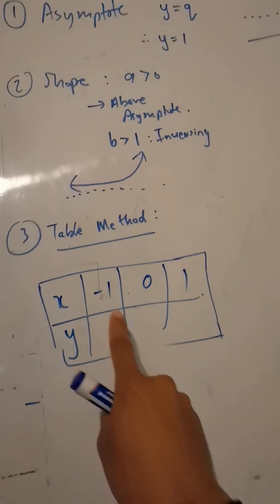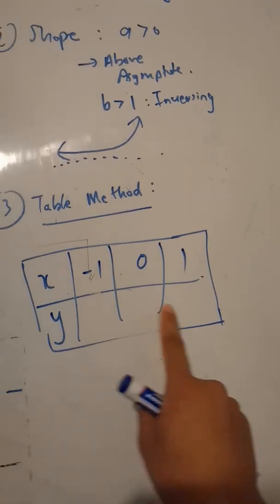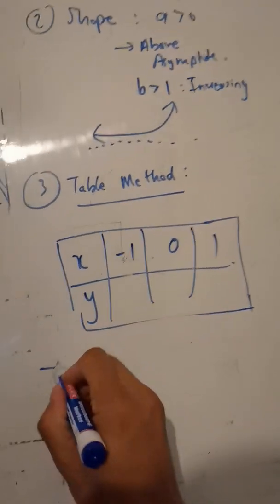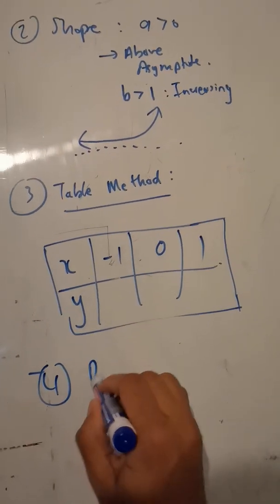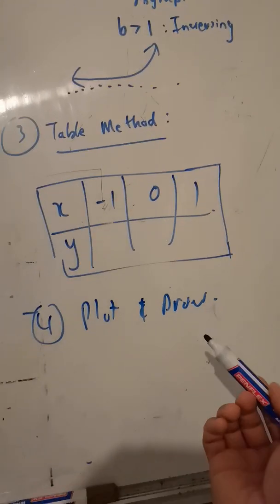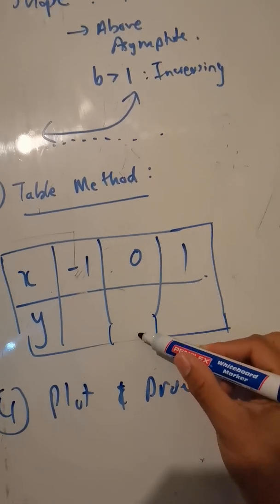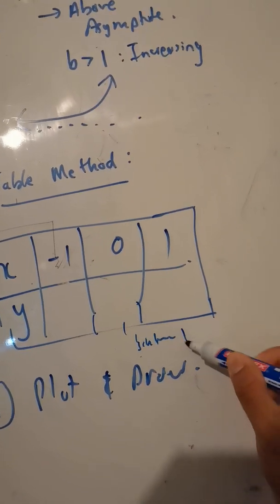If x is -1, what is y? If x is 0, what is y? If x is 1, what is y? And then you just get your corresponding y values. Once you have that, you just plot and draw the graph. If x is 0, you're going to get your y-intercept.